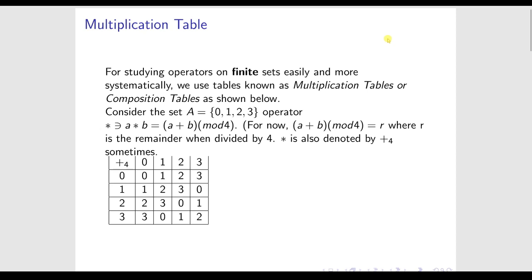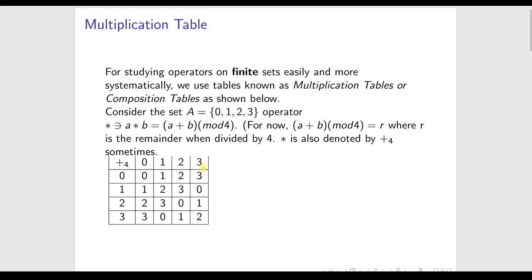Now we'll see a unique way of studying operators easily. For studying operators on finite sets easily and more systematically, we use tables known as multiplication tables or composition tables, as shown below. Note that this table works only for finite sets. Consider the set A equal to the set containing 0, 1, 2 and 3, and the operator star such that a star b equals (a plus b) mod 4. For now, (a plus b) mod 4 is equal to r, where r is the non-negative remainder when divided by 4. Star is also denoted by plus subscript 4 sometimes.